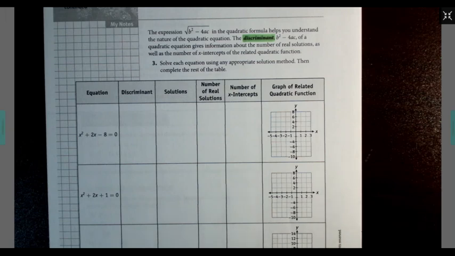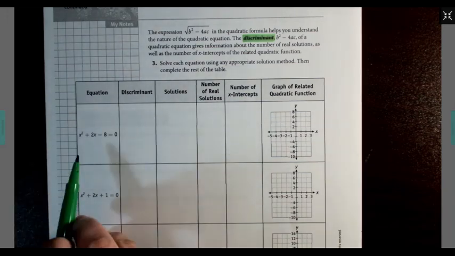Intro to questions 3 and 4. The expression square root of b squared minus 4ac in the quadratic formula helps you understand the nature of the quadratic equation. The discriminant, which is b squared minus 4ac, of a quadratic equation gives information about the number of real solutions as well as the number of x-intercepts of the related quadratic function.